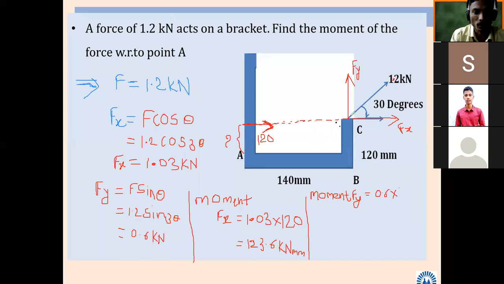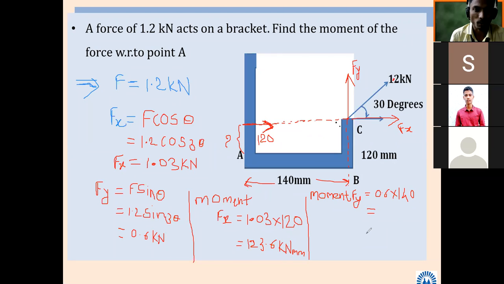Because if you extend this line, it will go like this, and the distance is given here only. Here the distance is given as 140. Where is the question of 0? The distance will come 140. So calculate this: 0.6 into 140 is 84.